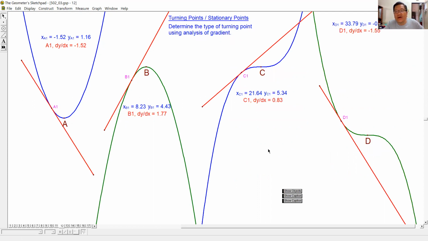Okay, so far any question before I continue? Now, what we have seen is turning point. How to find the turning point? Put dy dx equals 0. How do you know what type of turning point it is? So we are going to use this method, analyze the gradient. We analyze the gradient and see what type of turning point it is. So far, any question before I proceed?